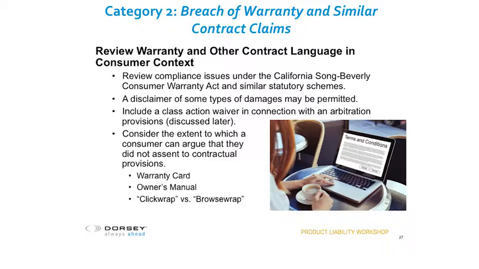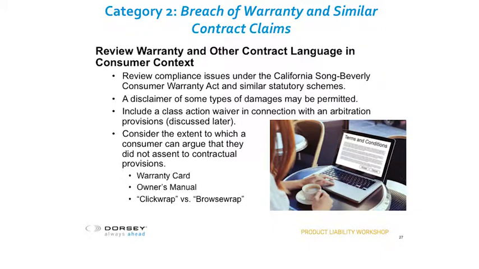To the extent that you can, review all of the warranty and contract language when you're in the consumer product context, and ensure that it complies with the laws of the jurisdiction where you're selling the product. Make sure that if you're selling in California, you've taken into consideration the California Consumer Warranty Act, the Song-Beverly Act, and I had a bunch of the sites that are listed in a previous slide.